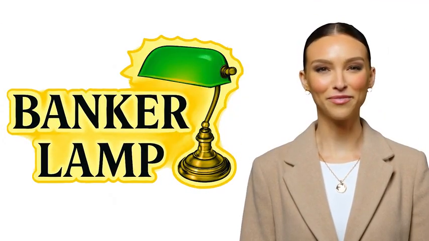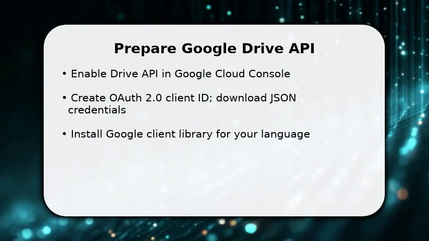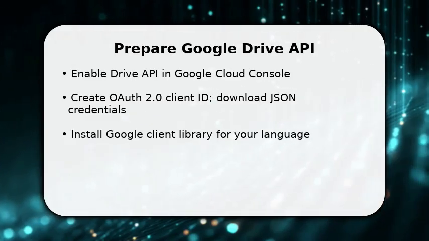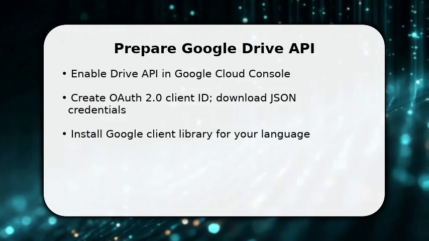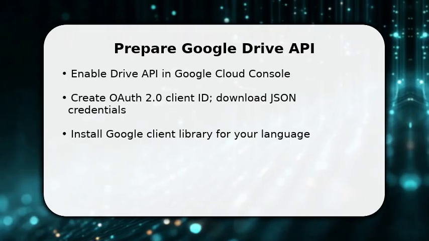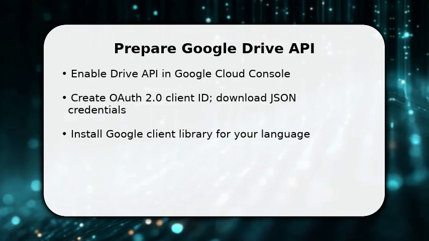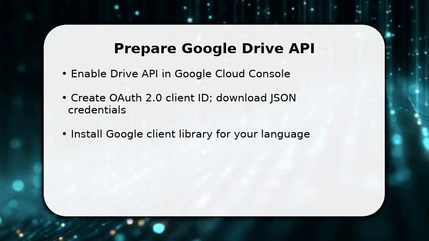Please enjoy the video. You start by enabling the Drive API and creating OAuth credentials. This gives your app permission to access Drive. Once done, download the client JSON and keep it secure because it authenticates requests.